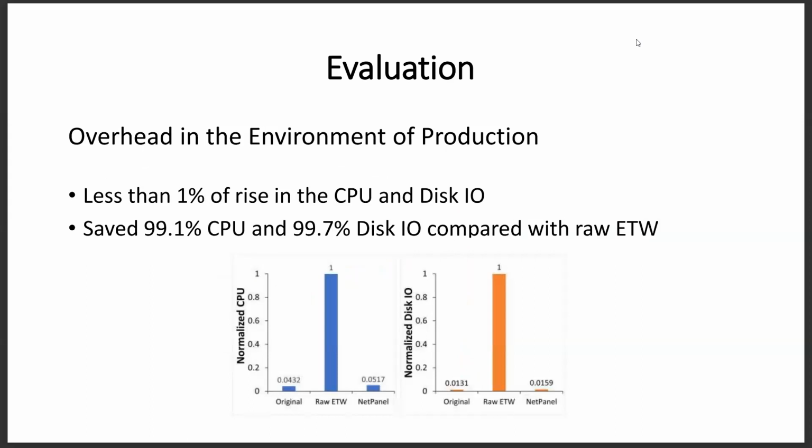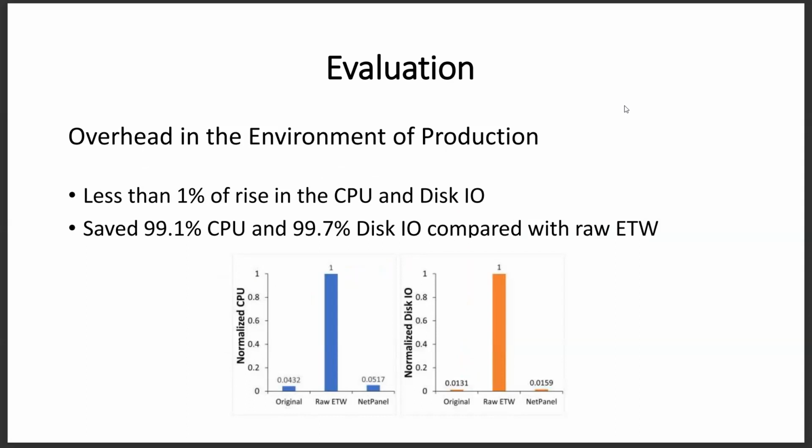Now let's discuss the evaluation here, the overhead in the production environment. Here we evaluated the overhead of NetPanel in two categories, that is, overhead inside and outside the production environment. This production environment serves customer requests and also has strong restrictions on resource consumption, while the restrictions on overhead outside the production environment are more relaxed.